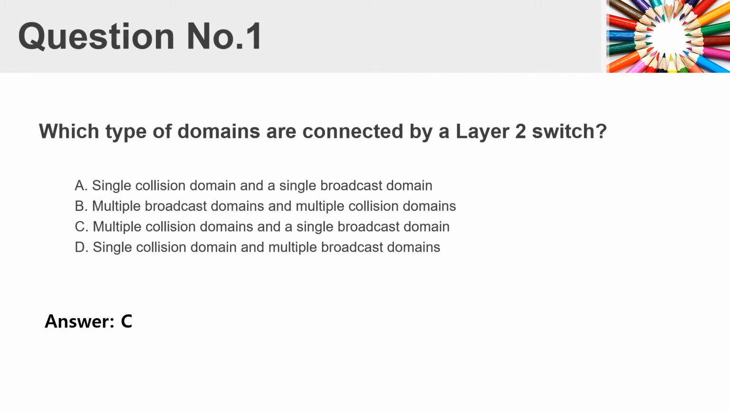Question number 1. Which type of domains are connected by a Layer 2 switch? A. Single collision domain and a single broadcast domain. B. Multiple broadcast domains and multiple collision domains. C. Multiple collision domains and a single broadcast domain. D. Single collision domain and multiple broadcast domains. Answer: C.